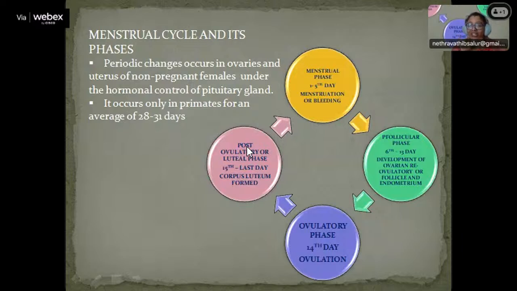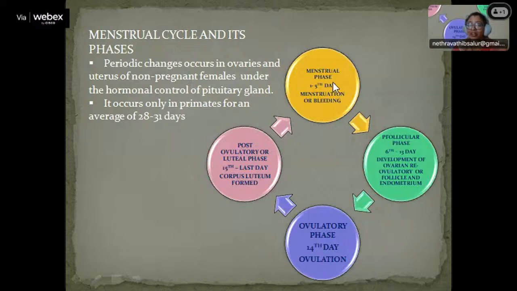Now, what are the phases of the menstrual cycle? When does the menstrual cycle start? The menstrual cycle starts at the age of puberty. So, once they start with puberty, the menstrual cycle is going to start. Once the menstrual cycle starts, the eggs are going to be released from the ovary, from both the ovaries alternately. So, in one menstrual cycle, the right ovary, and in the next menstrual cycle, the left ovary will release the eggs.